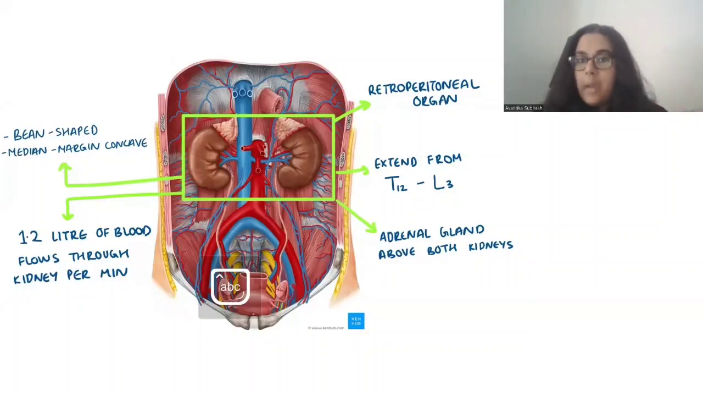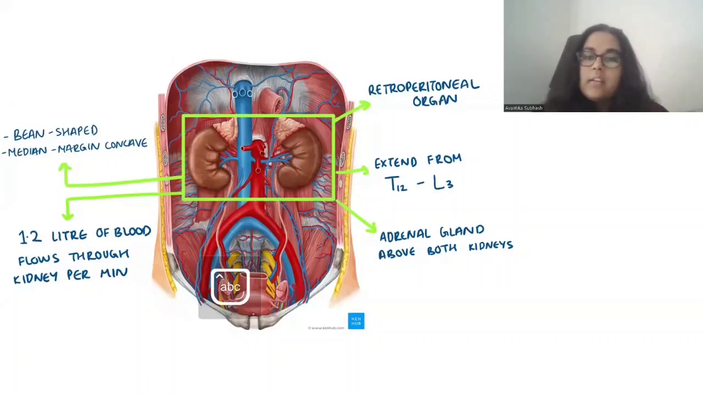Now, to talk about the basic description of the kidney, we know that they are bilateral organs located in the posterior abdomen. Therefore, they are retroperitoneal organs. They extend from T12 to L3, and we should keep in mind that our right kidney is placed relatively lower than the left kidney due to the position of our large liver. Therefore, the extension ranges from T12 to L3.